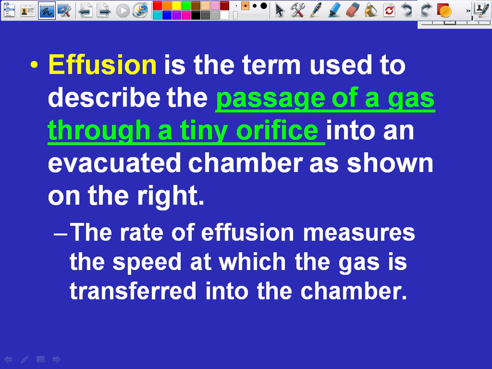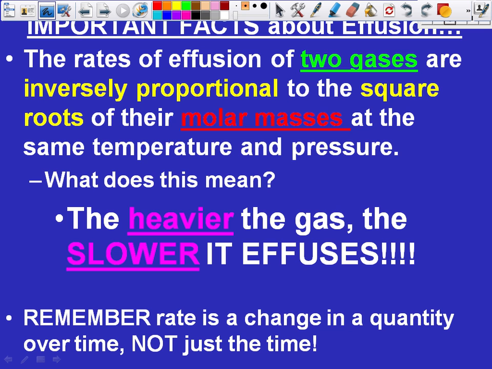Effusion, the passage of, again, a gas through a tiny orifice. Now, this is something really important. The rate of effusion measures the speed at which the gas transferred into the chamber. Remember, rate and speed are one and the same here. Important facts about effusion: the rates of effusion of two gases are inversely proportional, which means as one goes up, the other goes down, to the square roots of their molar masses.